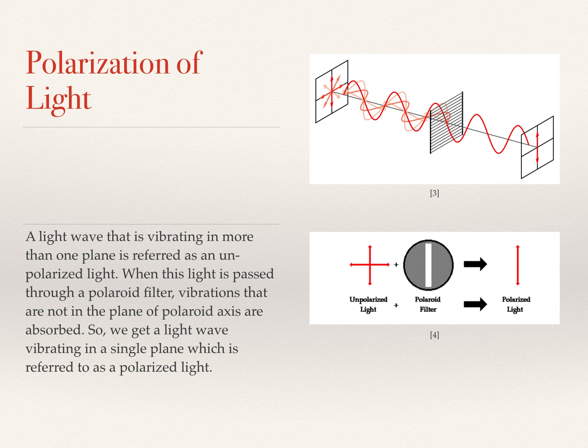What is polarization of light? A light wave that is vibrating in more than one plane is referred to as unpolarized light. When this light is passed through a polarizing filter, vibrations that are not in the plane of the polarizer's axis are absorbed. So we get a light wave vibrating in a single plane, which is referred to as polarized light.